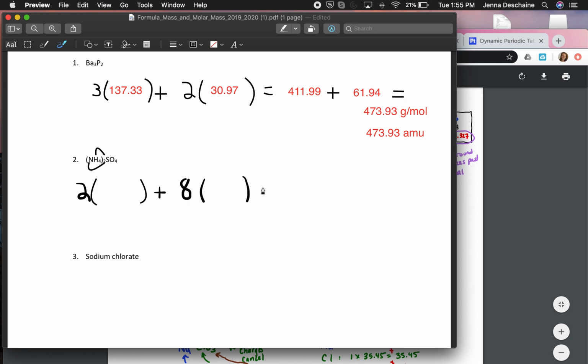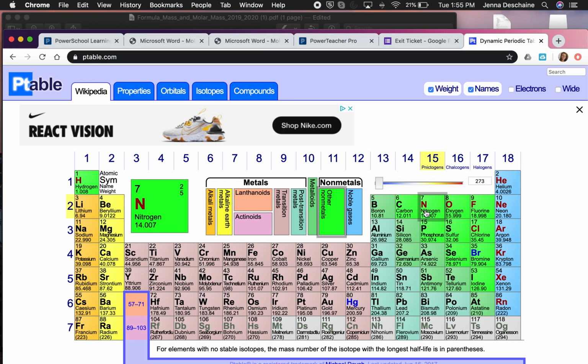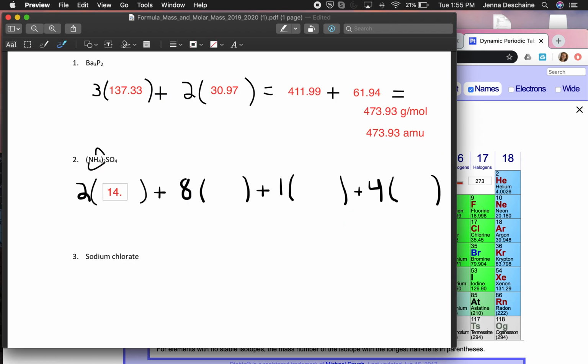All right, going to add that to my sulfate molecule right here. So I have 1 sulfur atom, so just 1 multiplied by that mass of sulfur, and then 4 oxygen. Just like that. Okay, so let me get a text box going here. All right, so my mass for nitrogen, if I go back to my periodic table, is 14.007. I'm going to round that to 14.01.